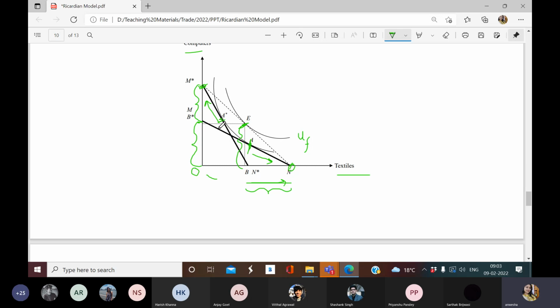So each country is completely specialized in producing the good in which it has a comparative advantage. BN is the amount of export of textile by the home country, and BE is the amount of consumption of computer. Now this home country is not producing any computer, so the home country is buying computer from abroad. You can check that this BE is basically equal to OB, so B star M star. So the home country is buying computer in exchange for its sale of textile.